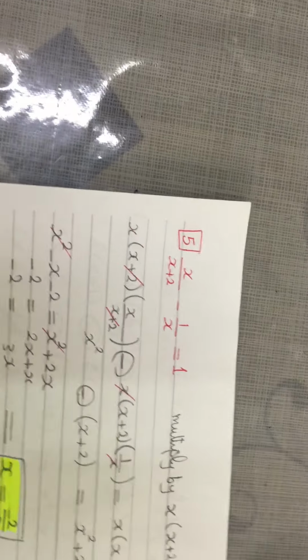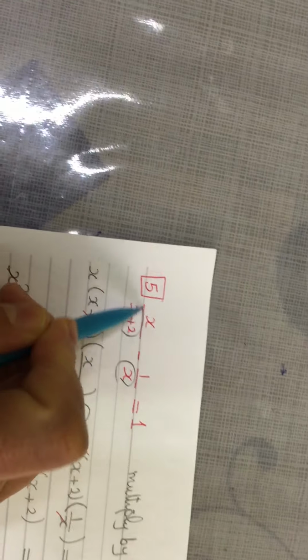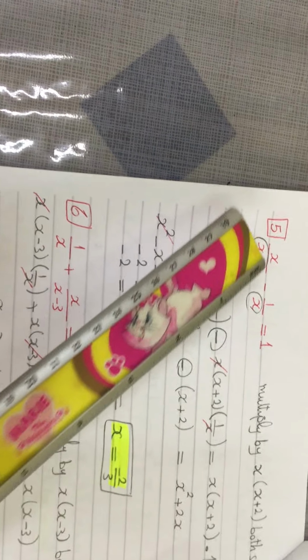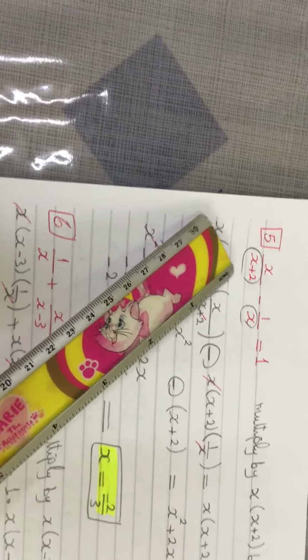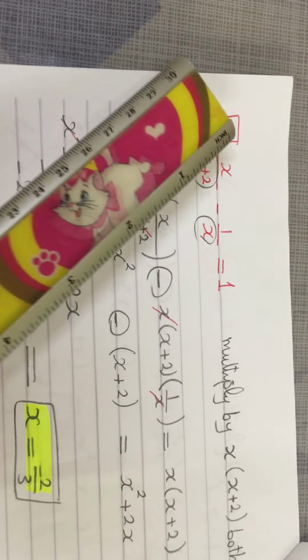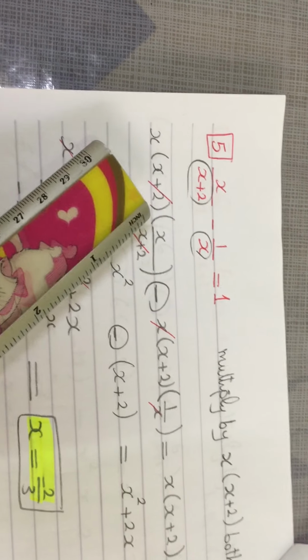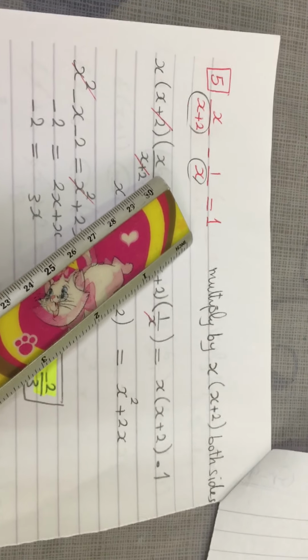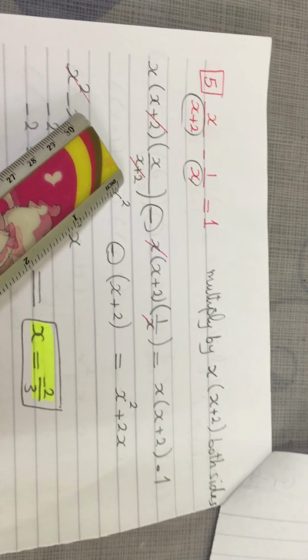Okay, now in question number 5, what are the denominators? I want to clear them. I want to clear x and x plus 2. So I'll multiply by them both sides. I'll take x, open brackets, x plus 2, like this. Multiply it here by this fraction, multiply it by this fraction, and between them minus, multiply it by the right side 1. Now I'll cancel x plus 2 with x plus 2.